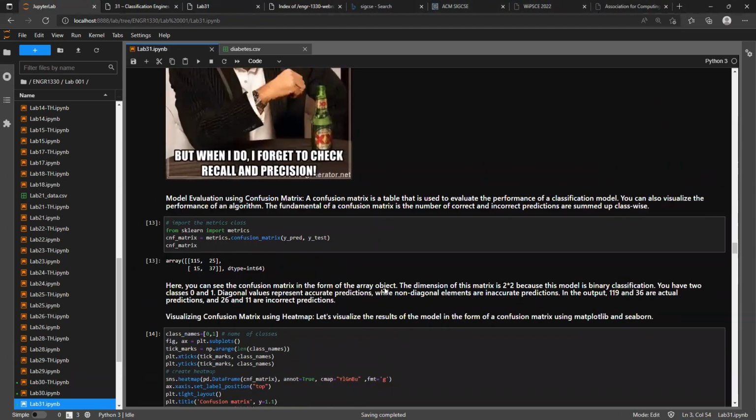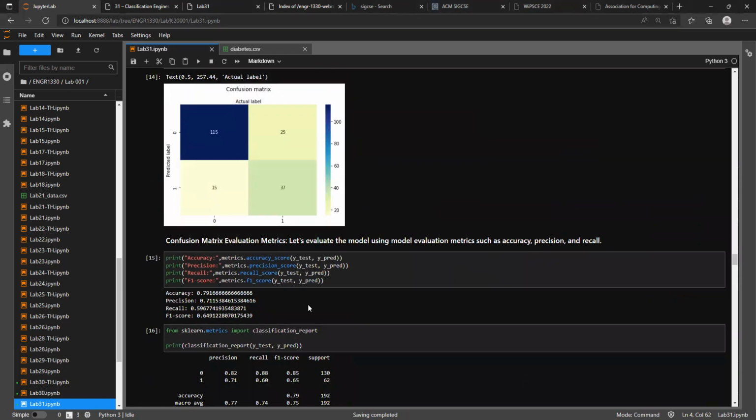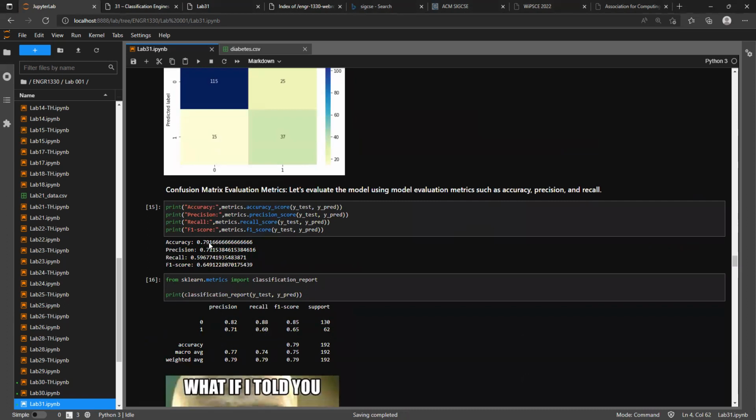This F1 score, the formula for it's right here. Well, suffice to say that the F1 score is just something that has turned out to be useful. So, yeah, kind of like it says here, if you aim for a good F1 score, everything else kind of falls into place. So for us, we had an accuracy of about 80%, well, 79%, precision 71, recall about 60, and our F1 score is 65. Is that amazing? I don't know. It's kind of hard to say.